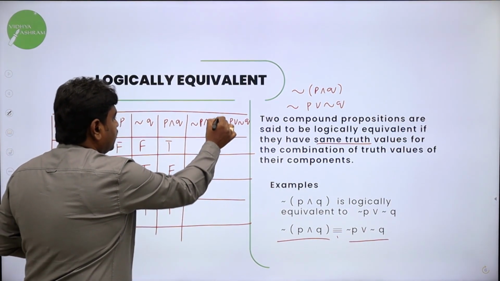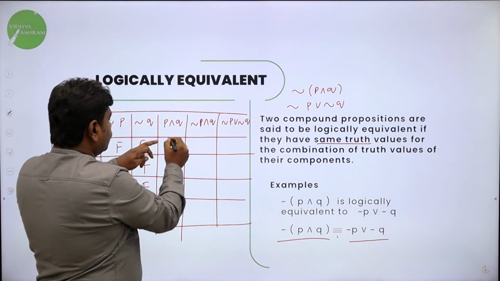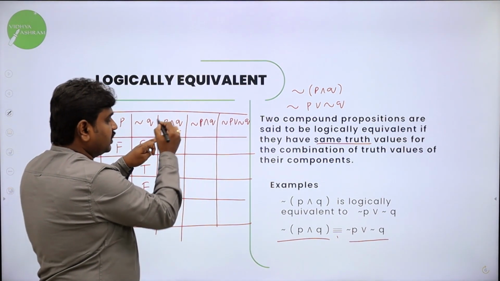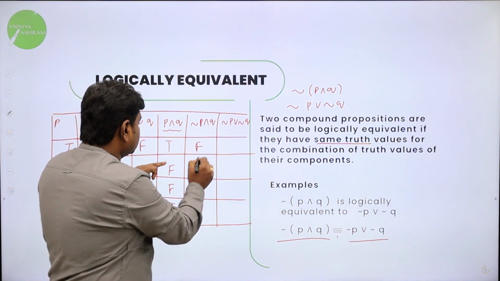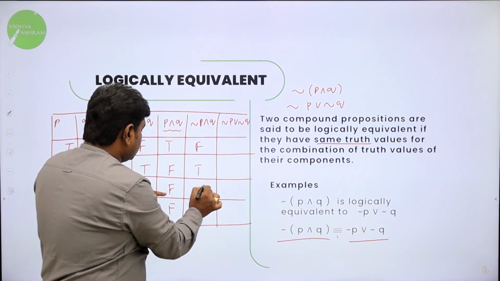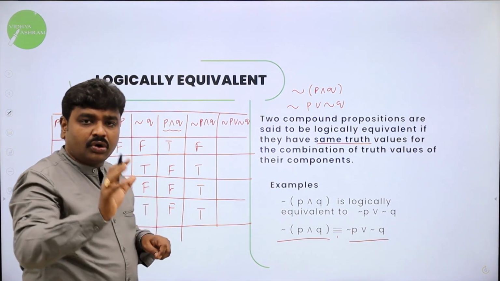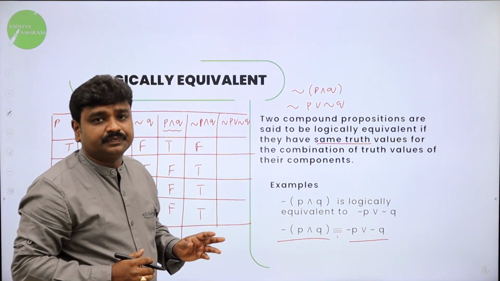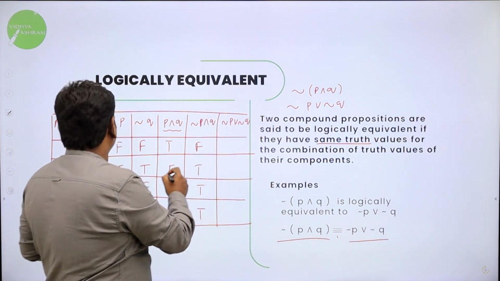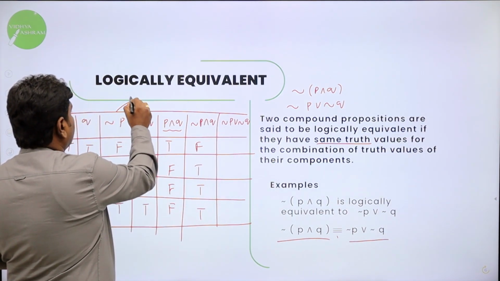And negation of P and Q, so we negate this. When you negate, true becomes false and false becomes true, opposite. Then negation of P or Q, so for these two I should apply OR operation.